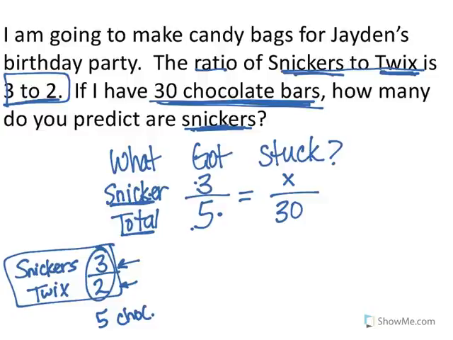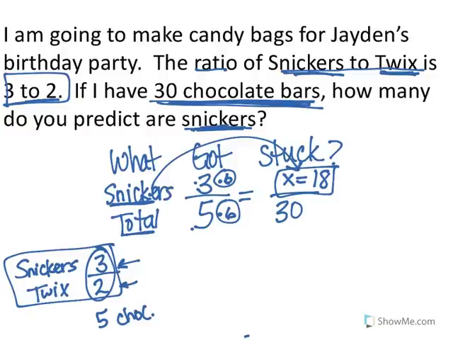How do you get from 5 to 30? 5 times 6. What you do to the bottom, you must do to the top. 3 times 6 will give you 18. So your answer is 18 Snickers. The answer will be 18 Snickers out of 30 chocolate bars.